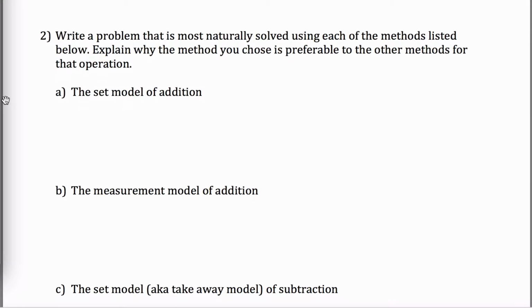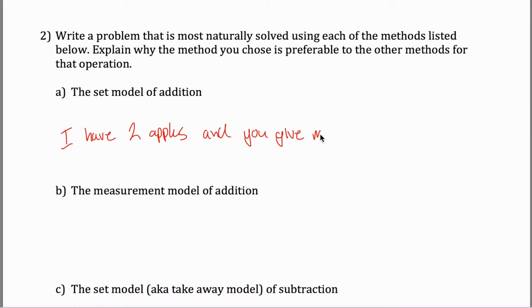Okay, so then you come down here, and you're asked to write a problem that is most naturally solved using each of the methods listed below and explain. Well, maybe I'll talk through the explanation, but won't write it. Explain why the method you chose is most preferable. So the set model of addition, I have 2 apples, fine, pretty generic, I'm not feeling creative. I have 2 apples, and you give me 3 more. How many do I have?